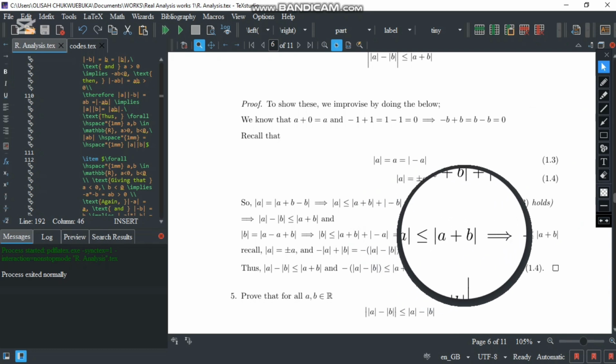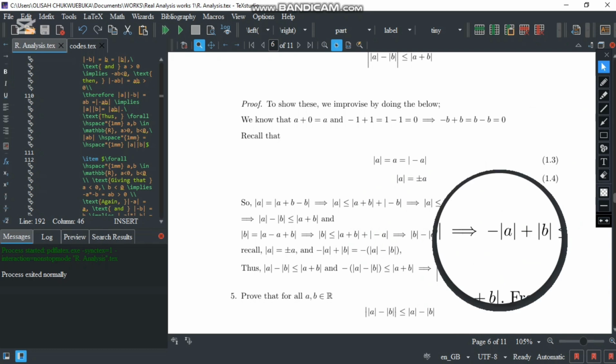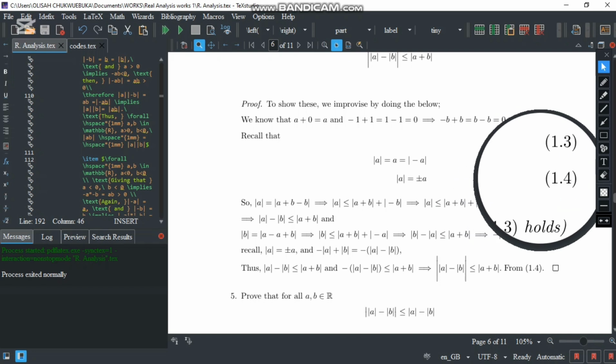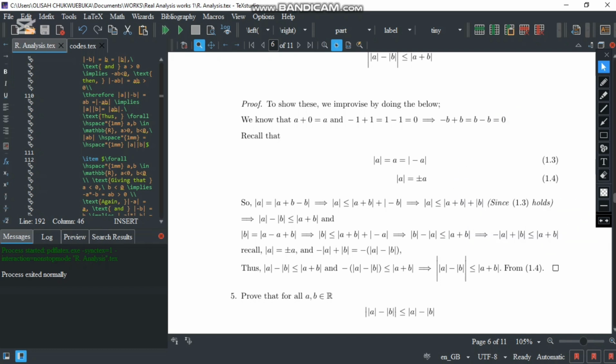Now recall equation 1.4, that the absolute value of a is equal to plus or minus a. The reason it is equal to plus or minus a is because the absolute value function is a non-negative function, and it returns 0 or a positive value for any given value. Even if the value is negative, it just behaves like the square function. So the absolute value of negative 2 is equal to 2, and the absolute value of 2 is equal to 2. So we consider both the negative part and the positive part of it.